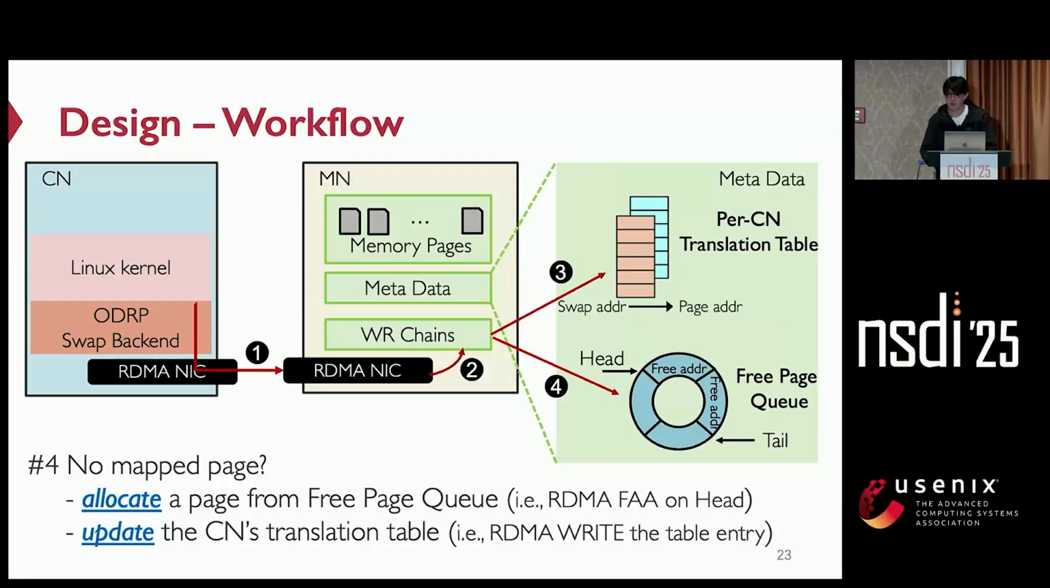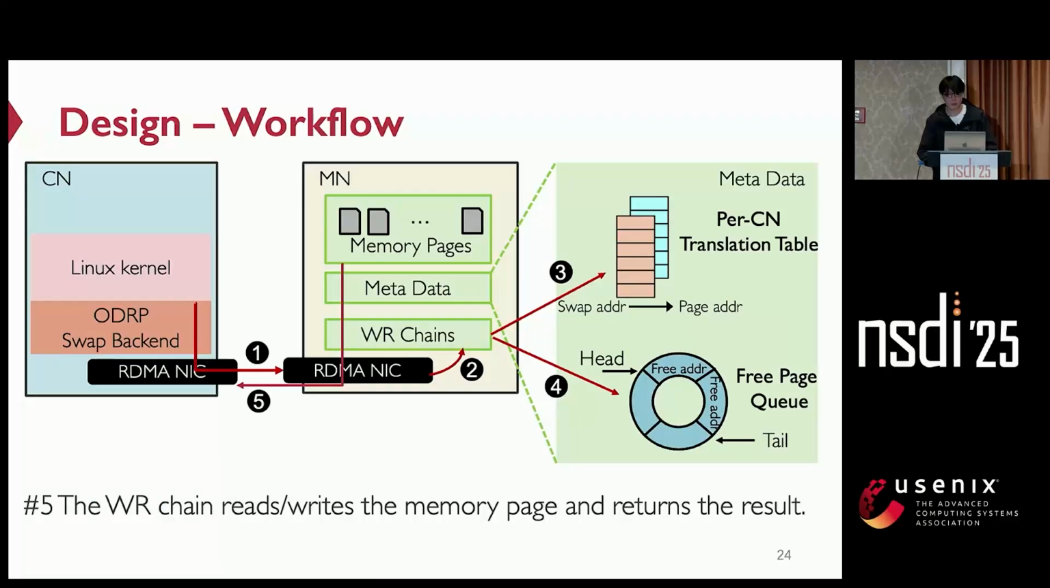If the target SOAP address has no valid mapping in the transition table, which is a page fault, the work request will allocate a free page from the free page queue using an RDMA fetch and add operation on the queue head pointer and update the transition table entry with the newly allocated page. Finally, it performs memory access with RDMA read or RDMA write, returning the result to the compute node.